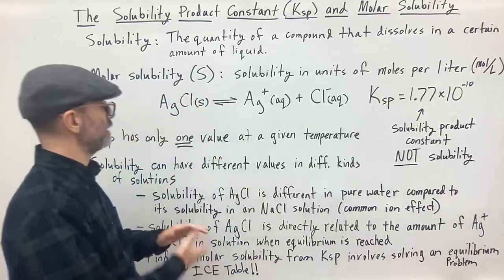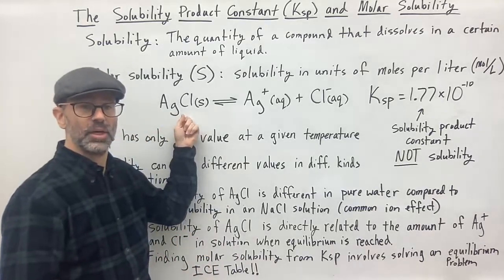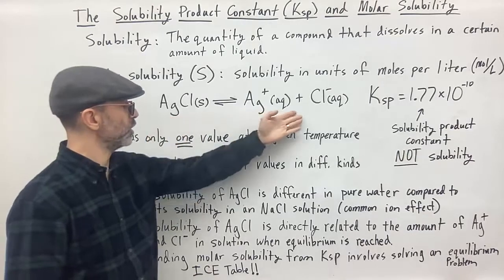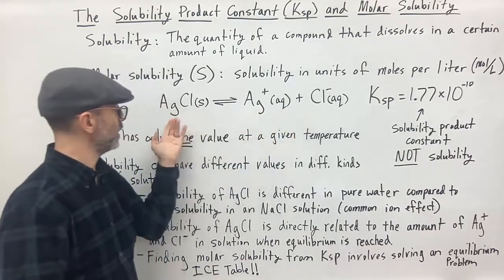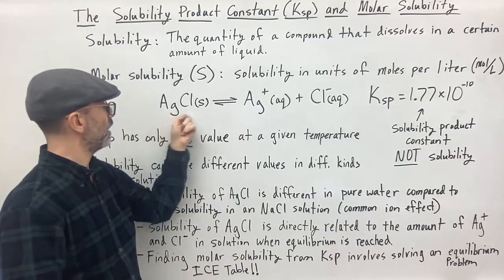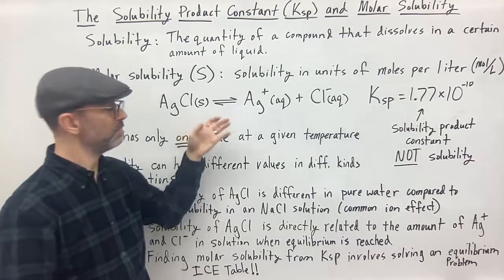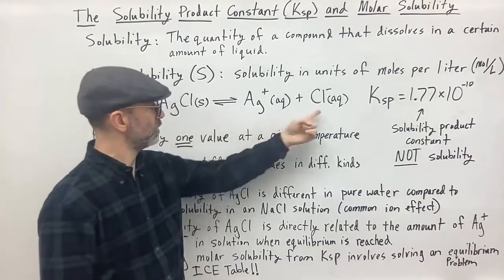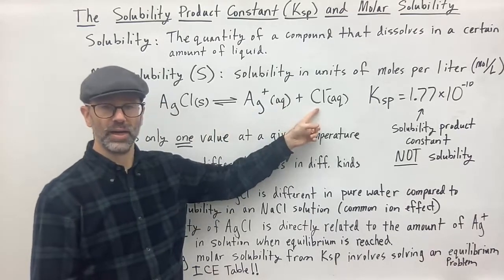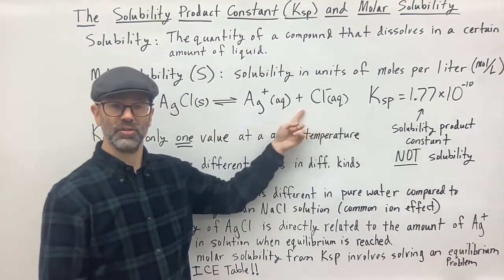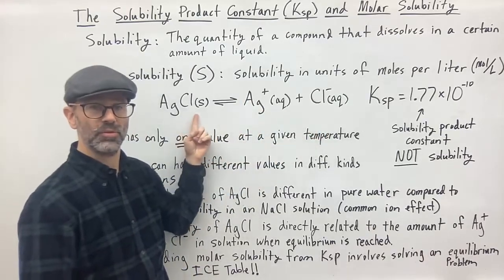If we use an example, let's use silver chloride. Here I've written the equilibrium equation for the silver chloride. Here, silver chloride is a solid, and it's going to dissolve into its two ions, your silver ion and your chloride ion. And these are aqueous because they're dissolved in water. And so these can come back and reform some solid.